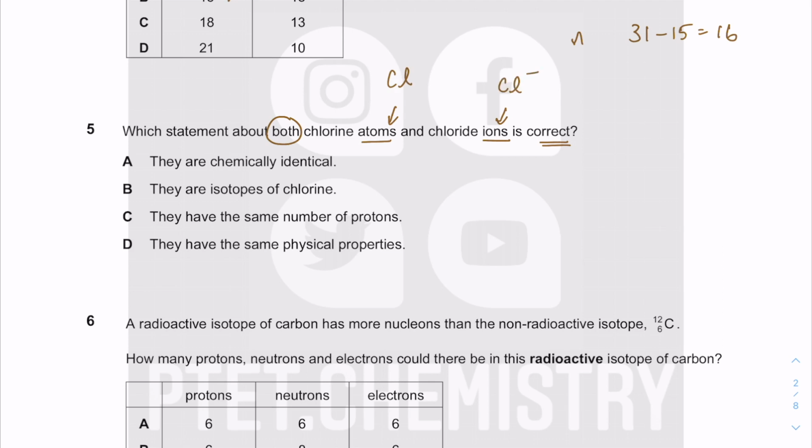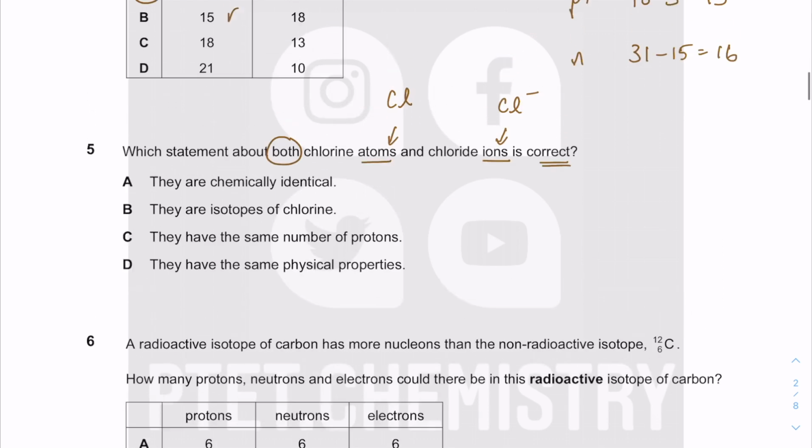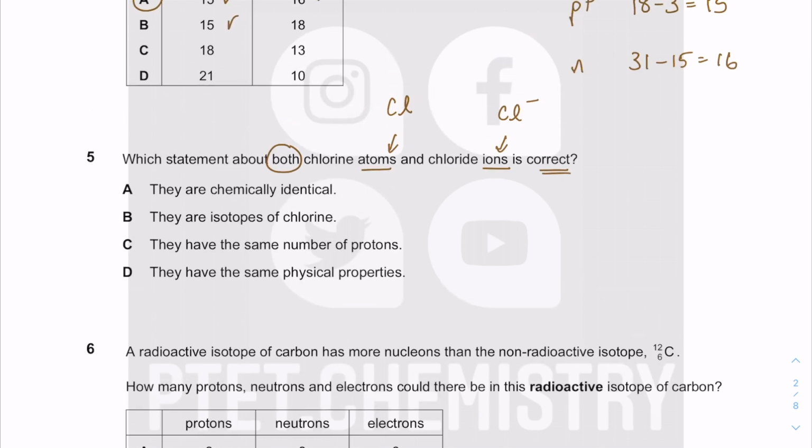So first of all, the number of electrons are definitely different, okay? So chlorine versus chloride. What is the same and what is different? So different number of electrons. From here to here, you have gained electrons, so you have more electrons than protons. Here you have an equal number of protons and electrons, so you have a different number of electrons.